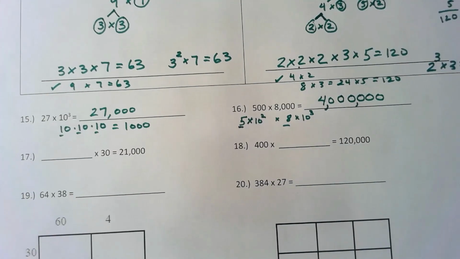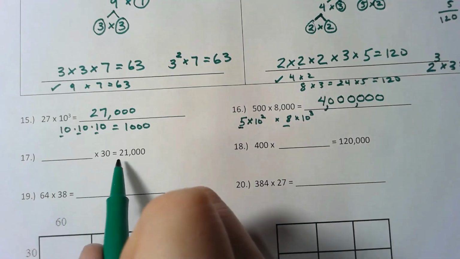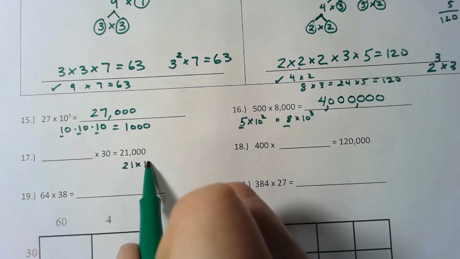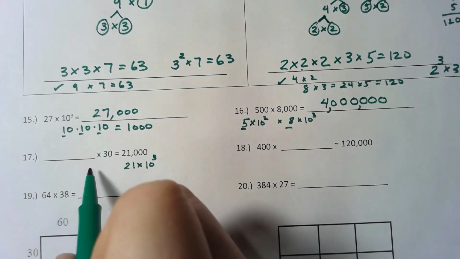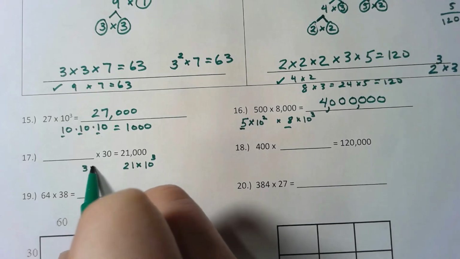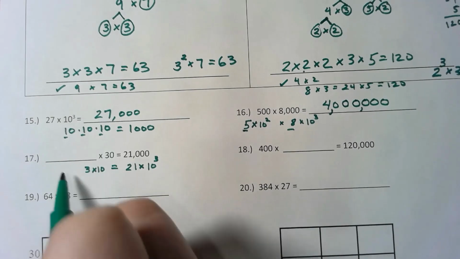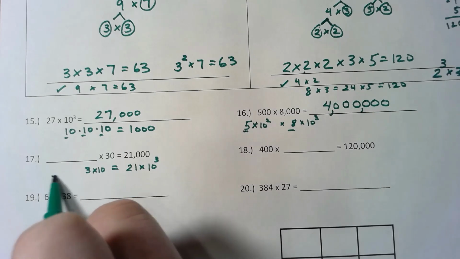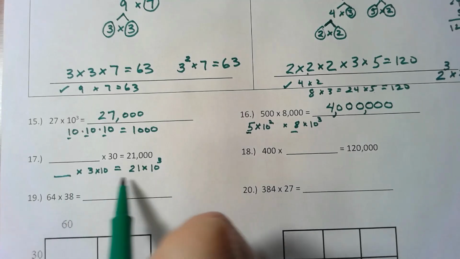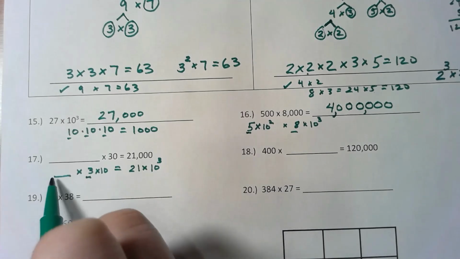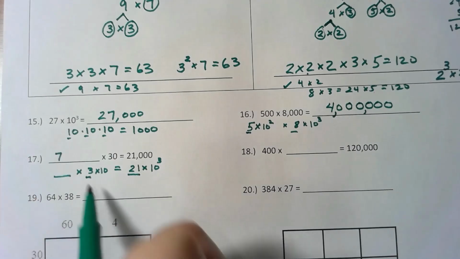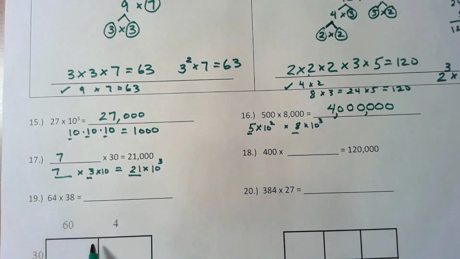Question 17 is what number times 30 equals 21,000? So I know that this is 21 times 3 powers of 10. And I know that this 30 is 3 times 1 power of 10. And then I know that I have something multiplied by that. I don't know what that something is. So let's first figure out 3 times what is 21? And that's going to be 7. 3 times 7 is 21.